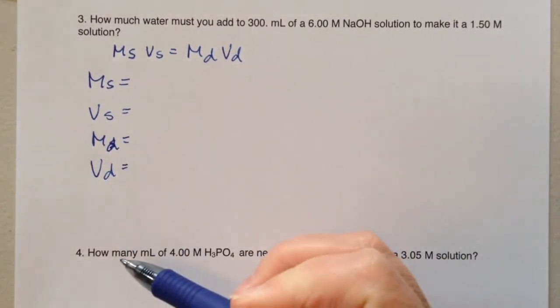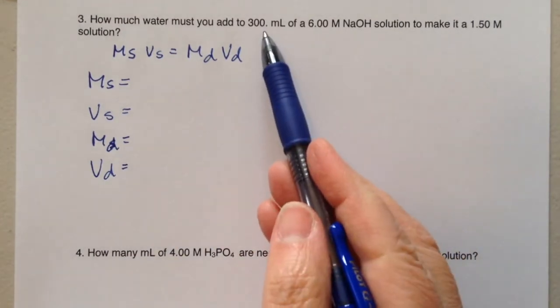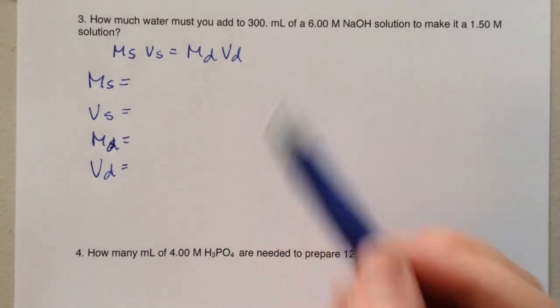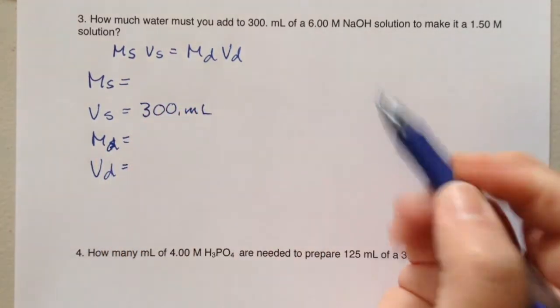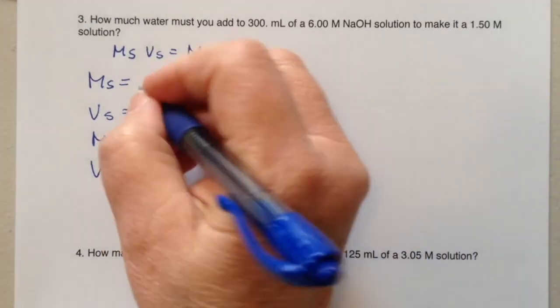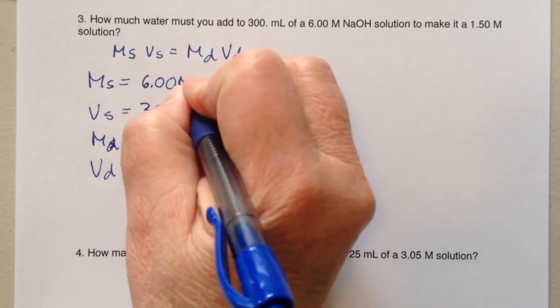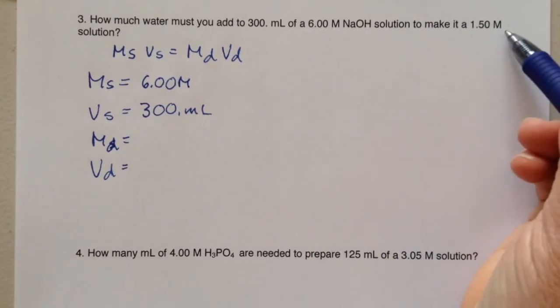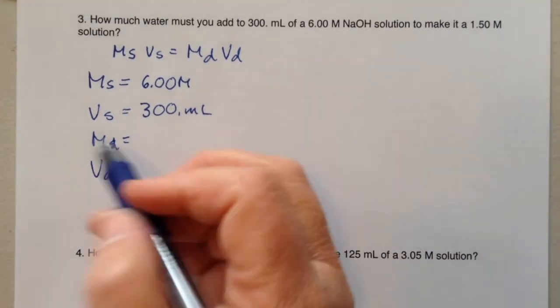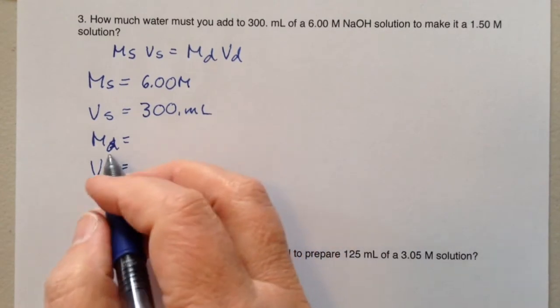And we have to figure everything out. Okay, so we're starting out with 300 milliliters of the concentrated stuff. So 300 milliliters of the concentrated sodium hydroxide, which has a very scary concentration of 6.00 molar. Don't get that in your eye, please. But the goal is to make it a 1.50 molar solution. So that's going to be the molarity of the diluted stuff.